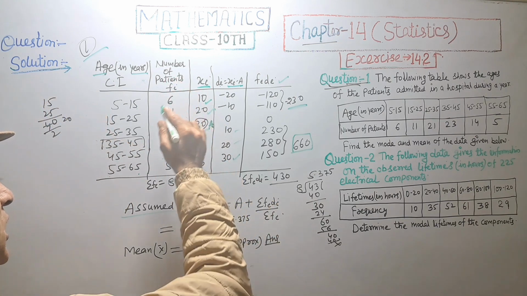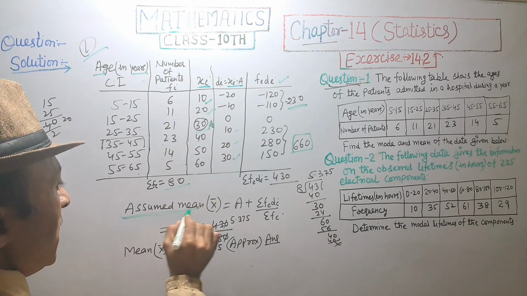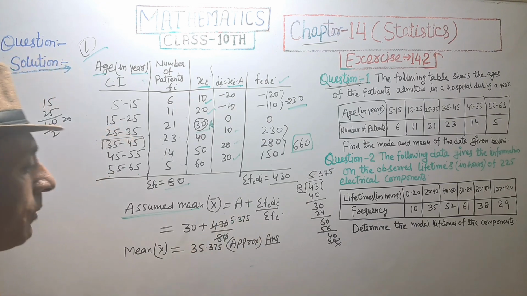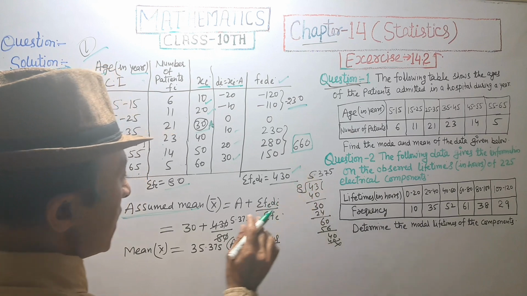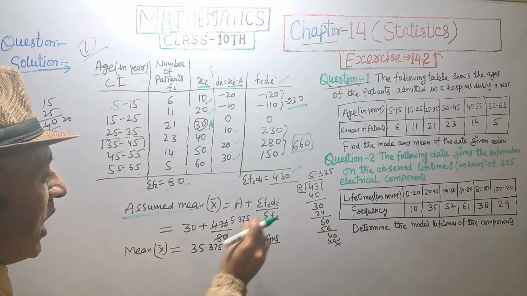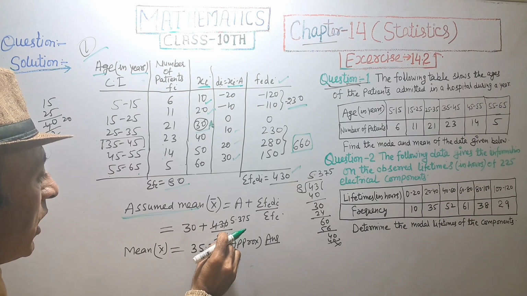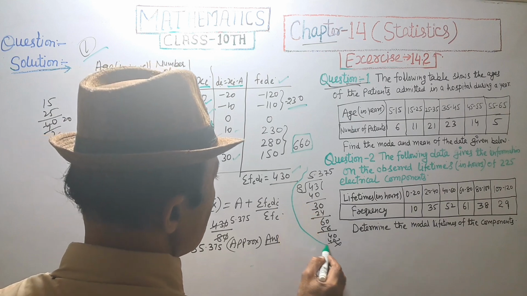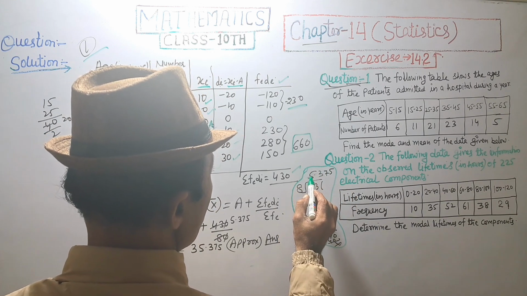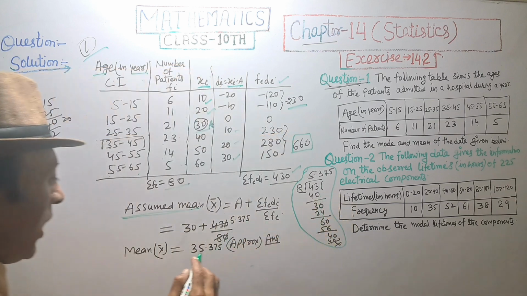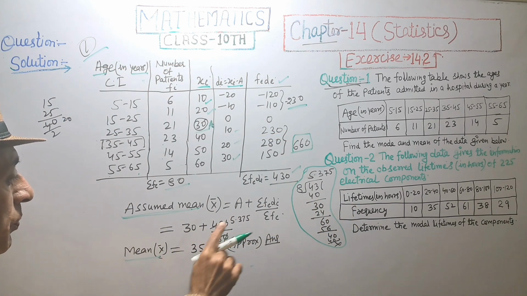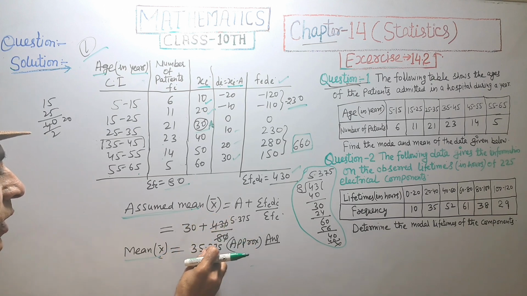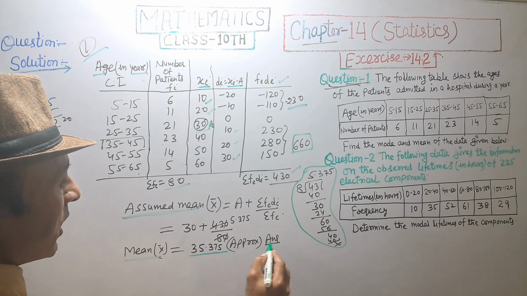And the sum of frequency is equal to 80. By the assumed mean method, x dash is equal to a plus summation fidi upon summation fi. Fidi is 430, we put 430 here, divided by fi which is 80, and the 0 is cancelled, and 43 divided by 8 is equal to 5.375. So mean is equal to 5.375 plus 30, that is 35.375 approx. Answer.